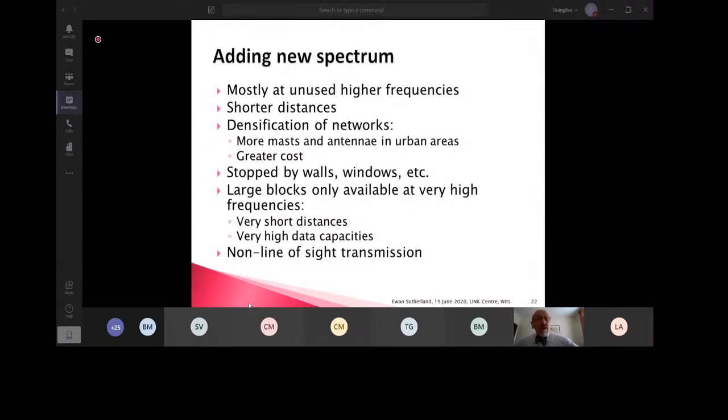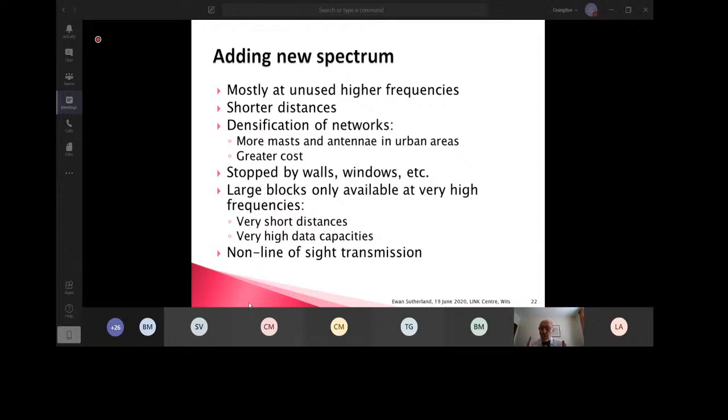The catch is that when we're looking for new spectrum, we're typically looking at higher frequencies. Higher frequencies mean shorter distances and what the engineers like to call densification of networks. More masts, more antennas in urban areas, greater costs, and signals which sometimes are so weak they're stopped by walls and windows and all sorts of things.